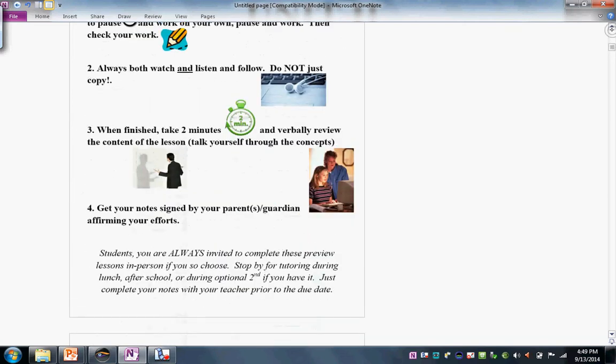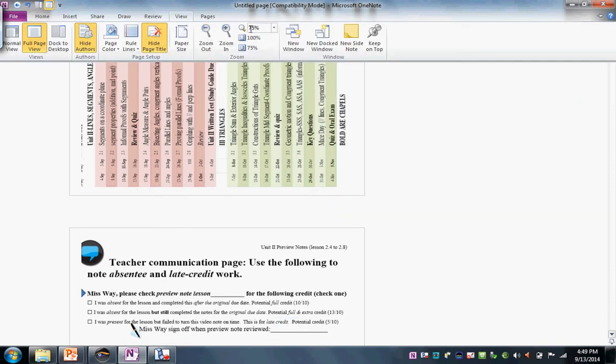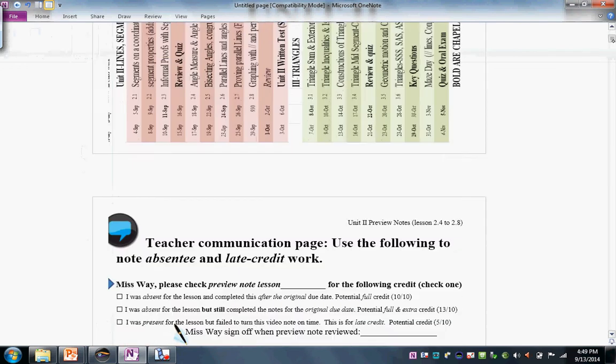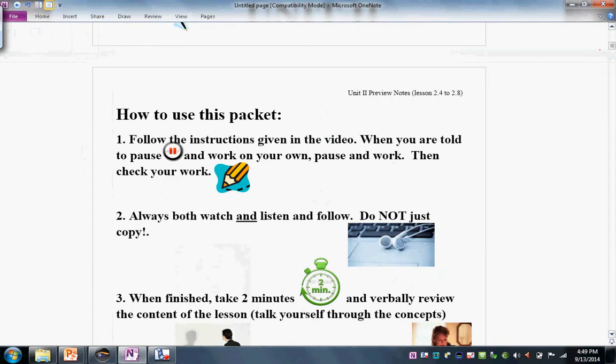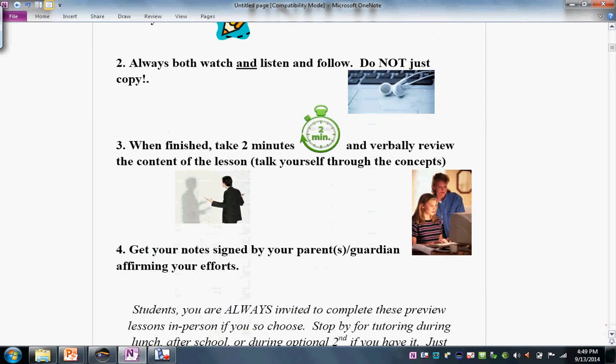How to use this packet, couple recommendations. One, follow the instructions given in the video. When you're told to pause and work on your own, pause and work on your own. Then check your work. Don't cheat by just waiting for the video to go on and copying. You should always both watch and listen and follow through. Don't just copy the video down.